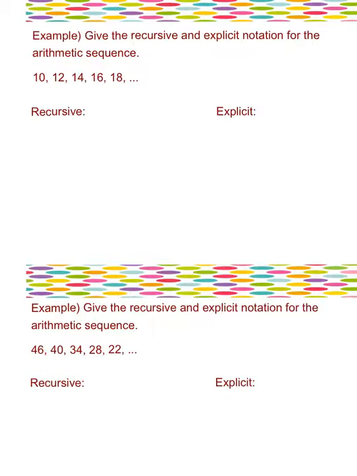All right, so let's take a look at an example. I want to give the recursive and explicit notation for the arithmetic sequence given: 10, 12, 14, 16, 18. So I notice that my common difference is going to be equal to 2. So my recursive notation is going to be a sub 1 equals 10, a sub n is equal to a sub n minus 1, the previous term, plus 2, such that n is greater than 1.